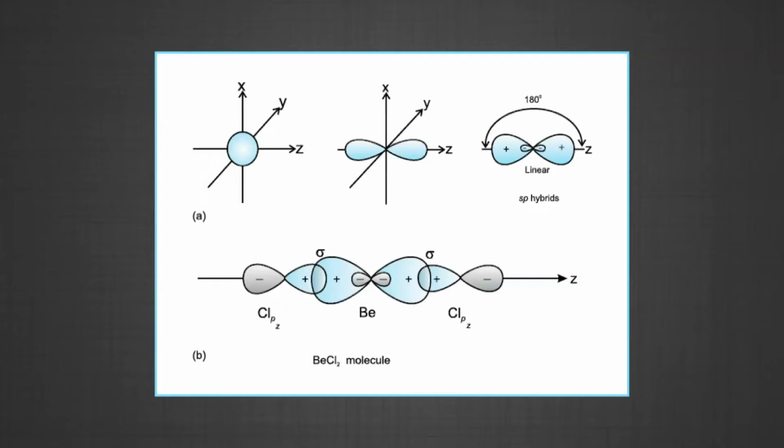One 2s and one 2p orbital get hybridized to form two sp hybridized orbitals. These two sp hybrid orbitals are oriented in opposite directions, forming an angle of 180 degrees. Each of the sp hybridized orbitals overlaps with the 2p orbital of chlorine axially and forms two Be-Cl sigma bonds. This is shown in the figure. Figure A shows you the formation of sp hybrids from s and p orbitals, and figure B shows you the formation of the linear beryllium chloride molecule.